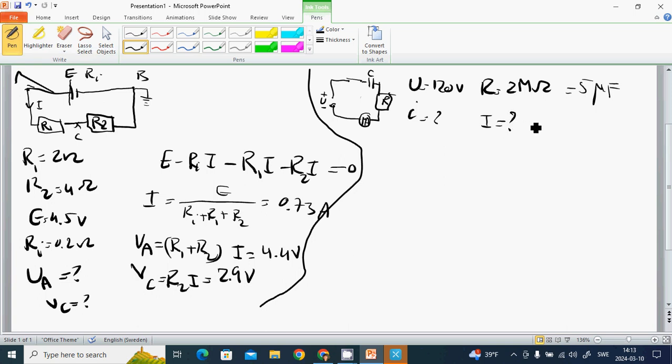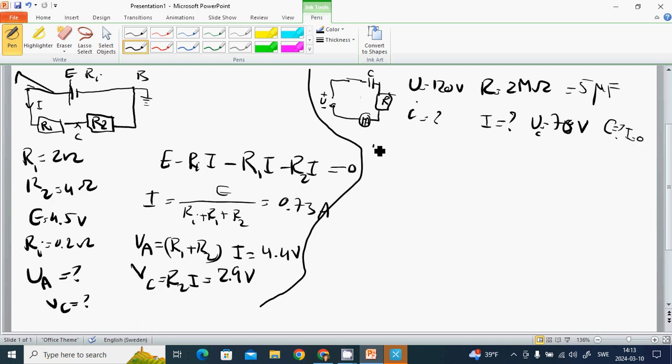when UC is 70 volt? And the capacitor C when I is 0.